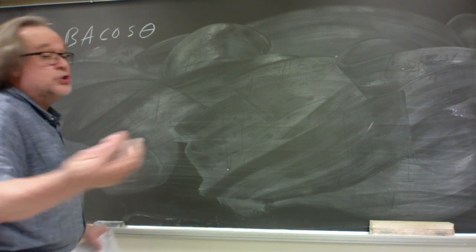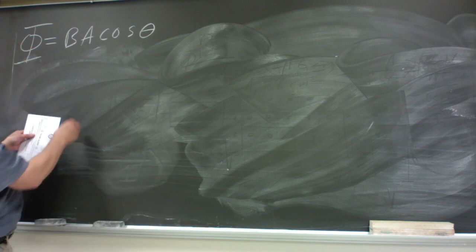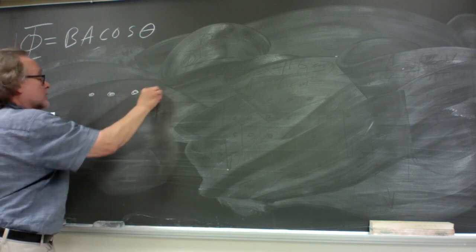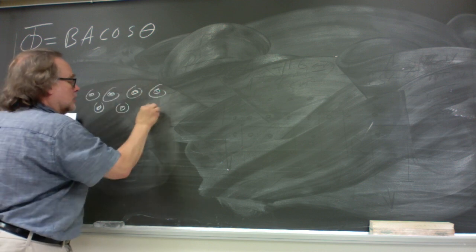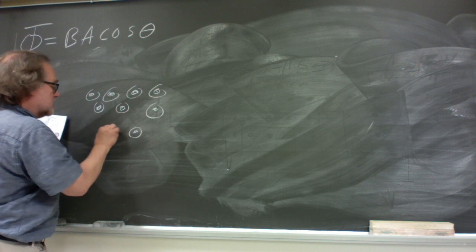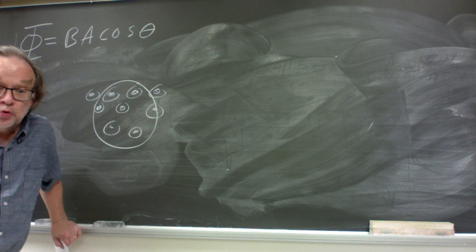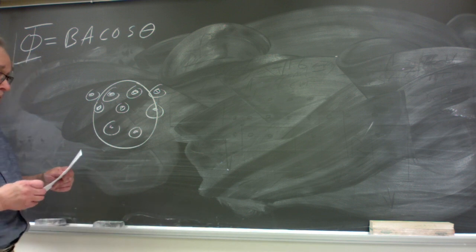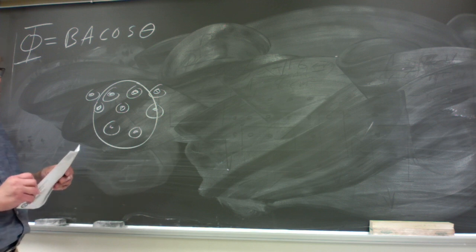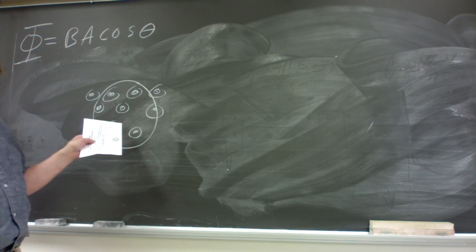All right, now let's look at a few more examples. This just takes some getting used to. Let's say there's some magnetic field all pointing perpendicular to the blackboard and pointing at us. And then there's a circular loop perpendicular to the field. And let's say that the field is getting stronger.